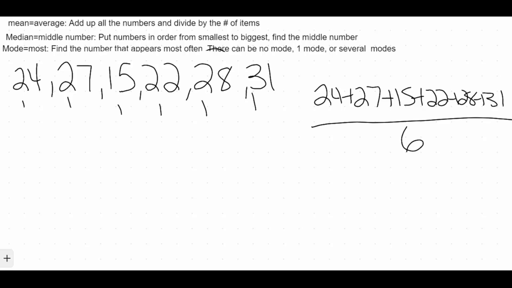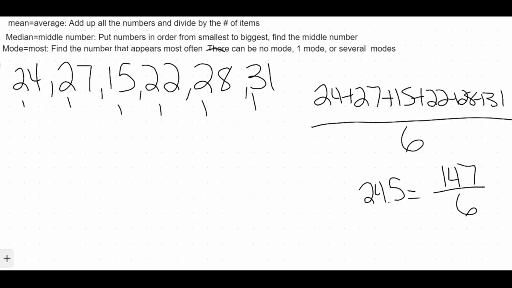So when we add all of this up, I'm getting 147. And we need to take that 147 and divide it by 6. So this does not divide out evenly, but that's okay. When it comes to an average, we can go ahead and use the decimal. So when we divide this out, I am getting 24.5 as my decimal there. So that would be our average for this set of numbers.